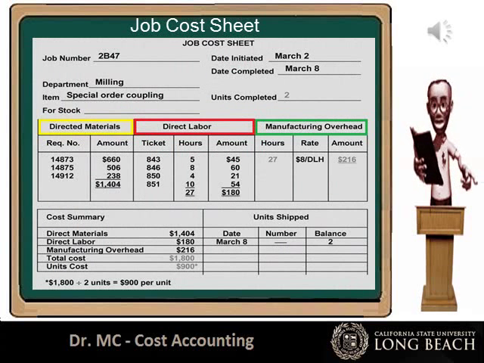With job order costing, a firm must keep track of the cost of each job or order that it receives, hence the name, job order costing. In order to do this, a manufacturer keeps a job cost sheet for each order. On this sheet it keeps track of a job's material, labor, and overhead costs. The example before you is the job cost sheet for job 2B47.